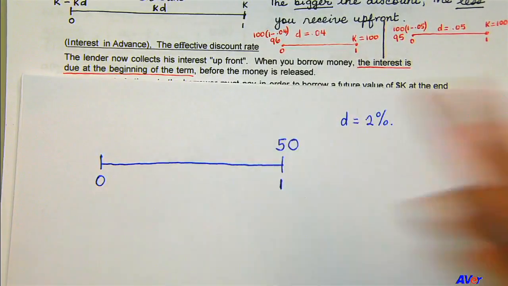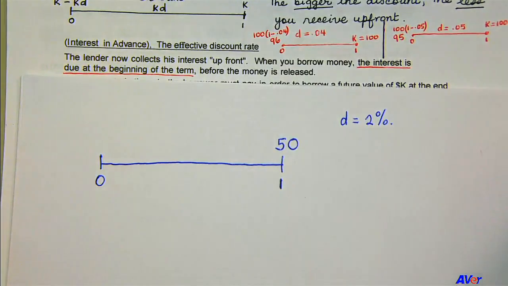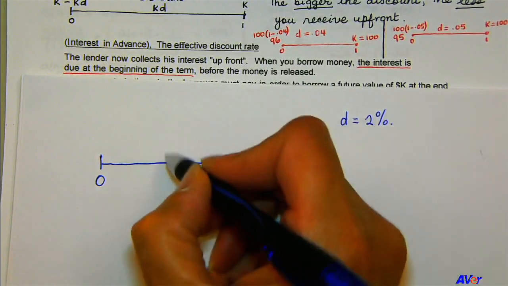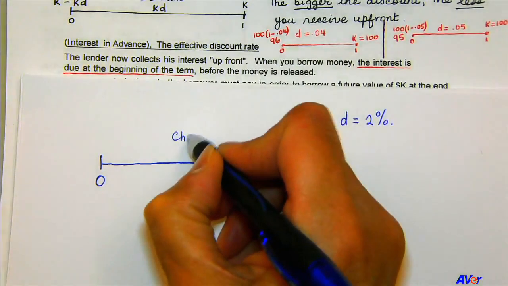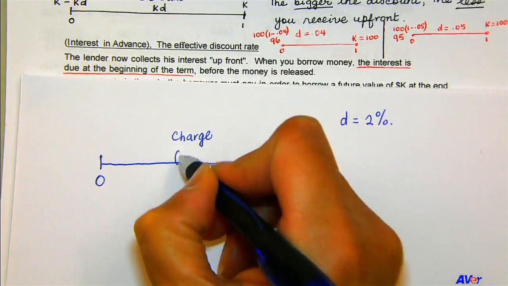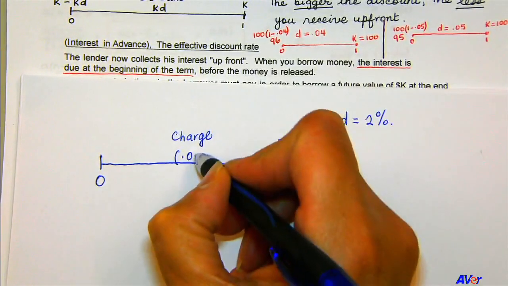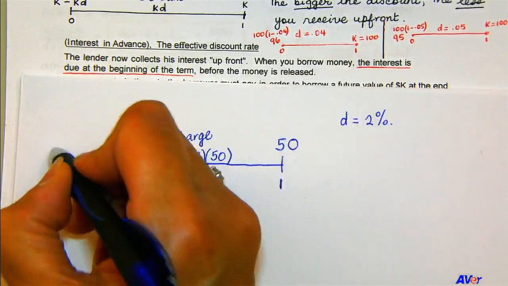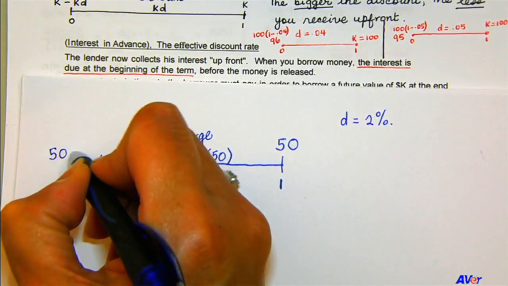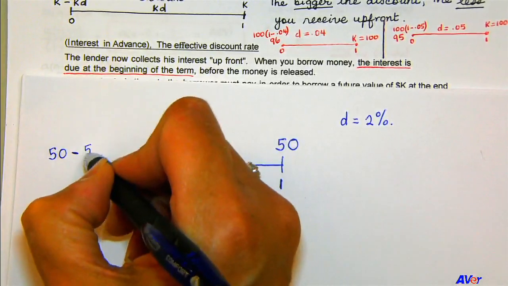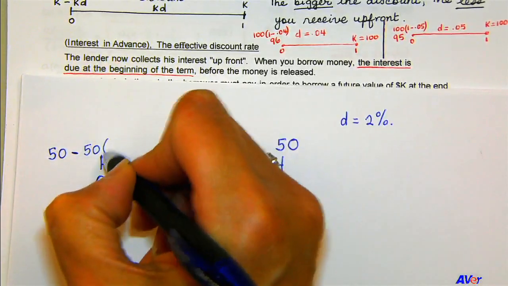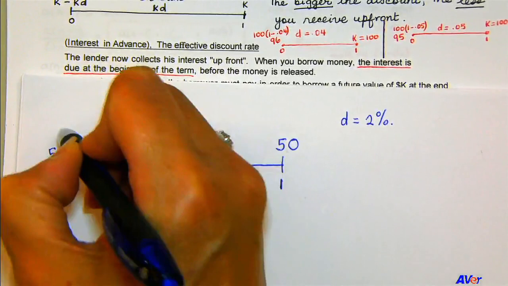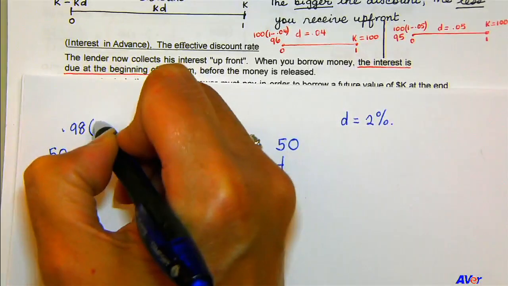What will I come away with? Reason that out with me. Right? So you will pay a charge of 2% times 50. And you will come away with 50 minus 50 times 0.02, which is 0.98 times 50.